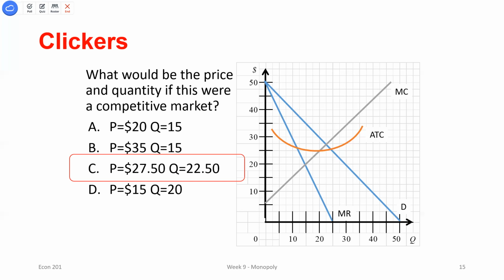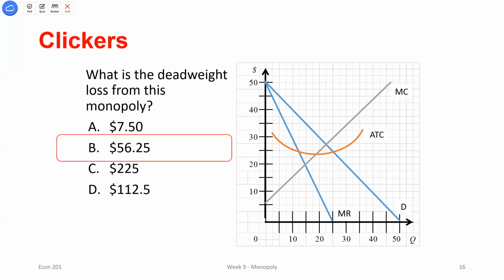Yeah. In those instances, will we ever have to calculate the deadweight loss? Yeah, so that's the next question. In fact, I'll give you an idea and then we'll see how we're looking at it. So let's say I want to calculate deadweight loss. I've got the answer up here, but how would I get that 56.25?